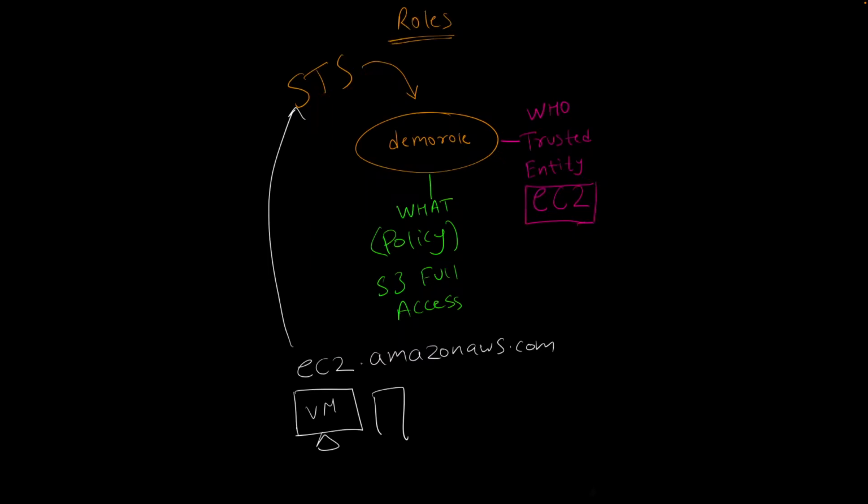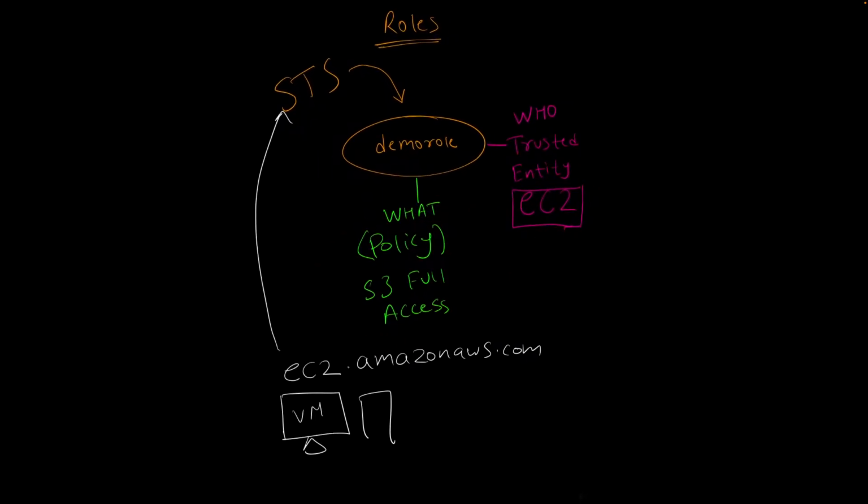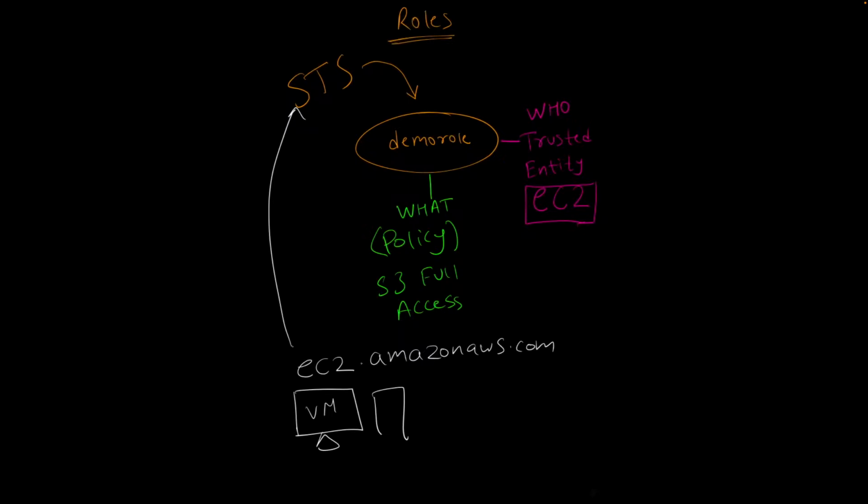STS verifies that certificate via the CA, certificate authority, and confirms that it's actually EC2 making the request. That is the only time it is going to permit EC2 to assume the role. Once the role is assumed, it's going to take into consideration what policy applies. Based on all this, it's going to create a temporary credential.